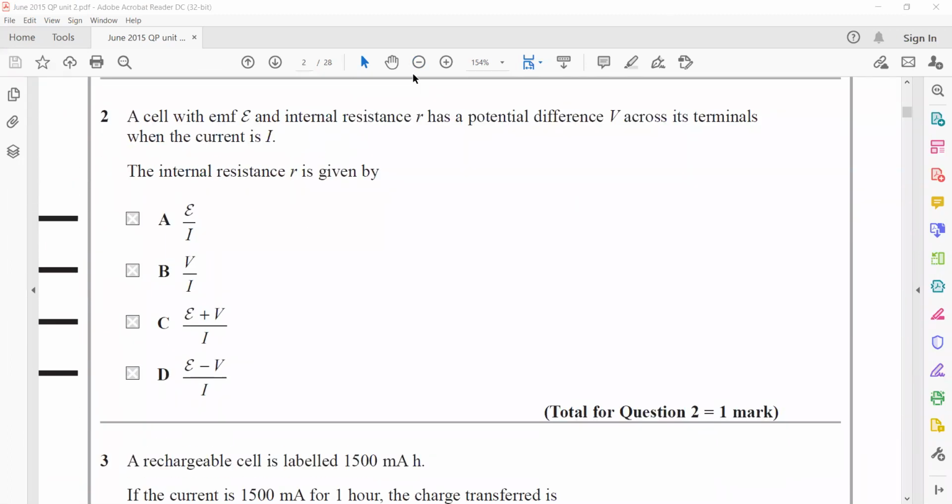A cell with EMF E and internal resistance R has a potential V across the terminals when the current is I. EMF is equal to the voltage drop internally plus the voltage drop externally. We need the internal resistance, so V will go there. So EMF minus V is equal to I into R. I is multiplied on one side, so on the other side it will divide. So (EMF minus V) over I is equal to R. So D is the right answer.